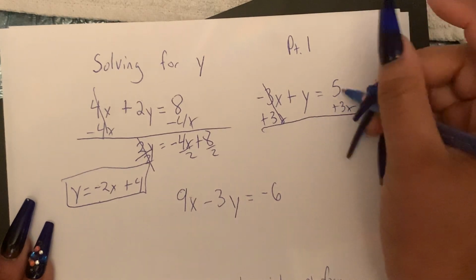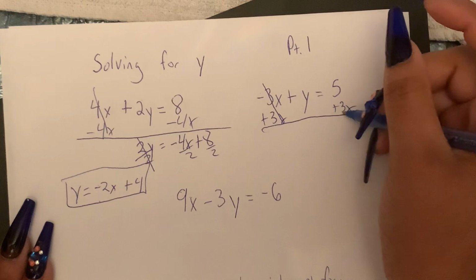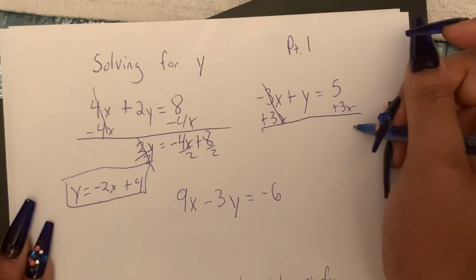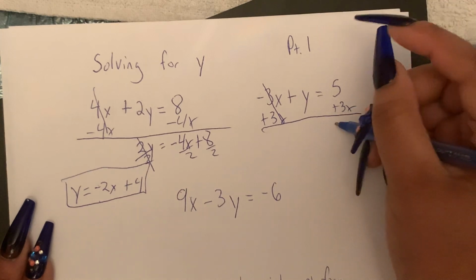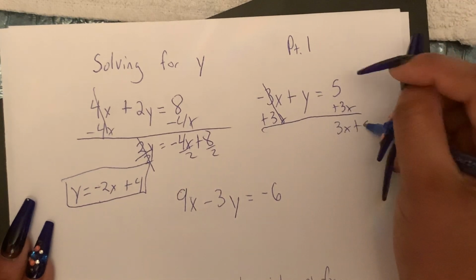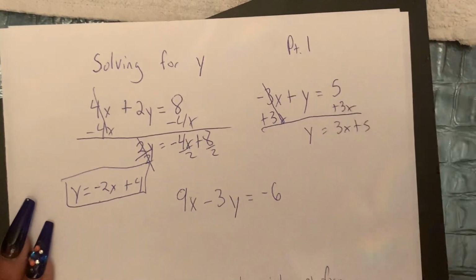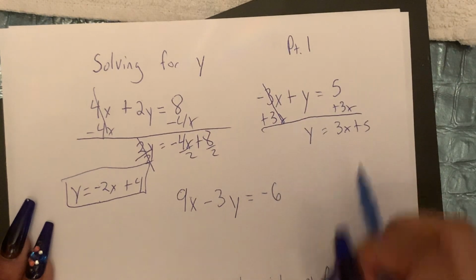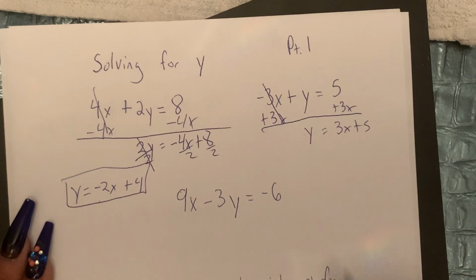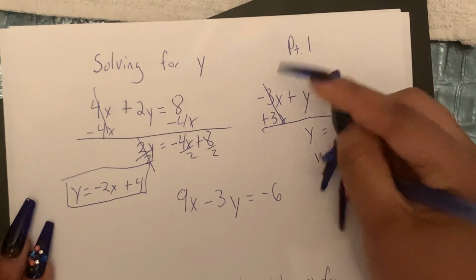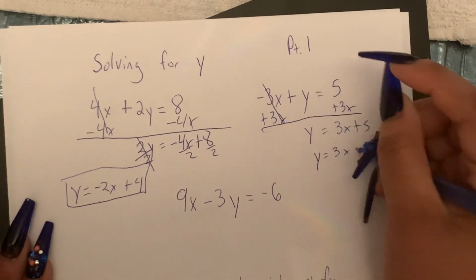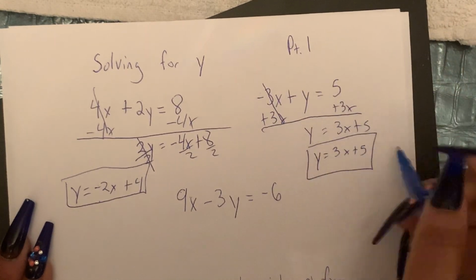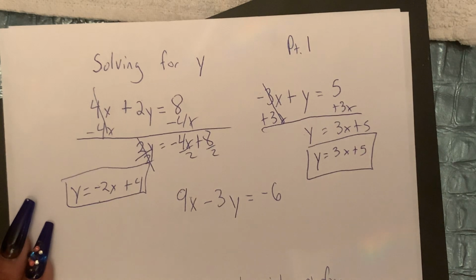Remember, these are not like terms, so I cannot actually add those. If you add those and you get 5 plus 3 is 8x, that is incorrect. You just copy. Okay? If you notice, there's no number in front of the y, so I do not have to divide anything. So therefore, I'm done. When you type that in, just like that, no spaces.